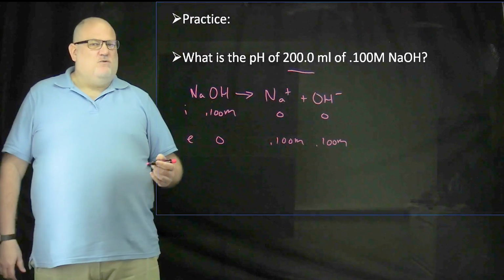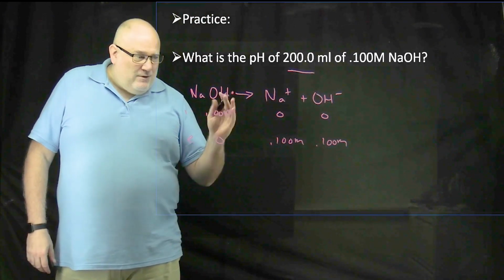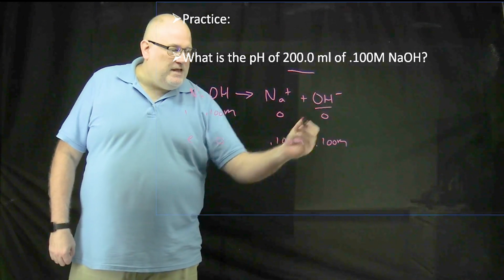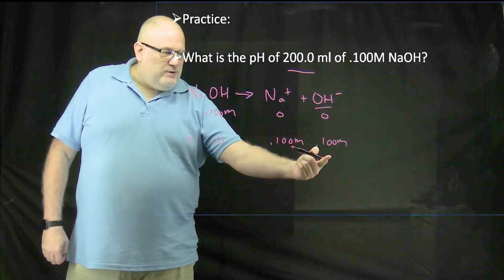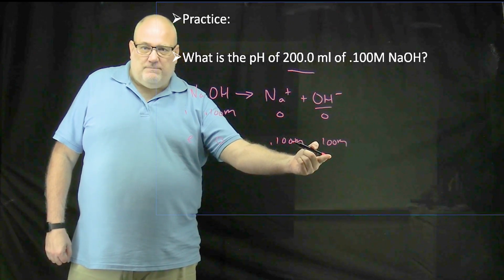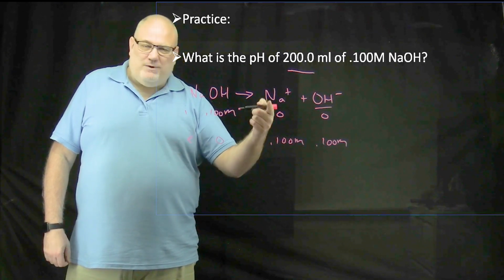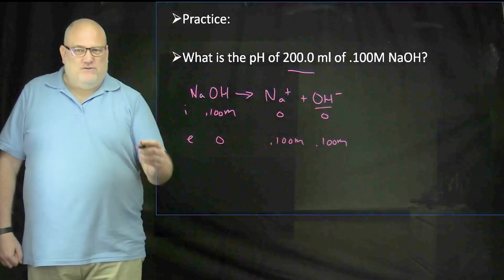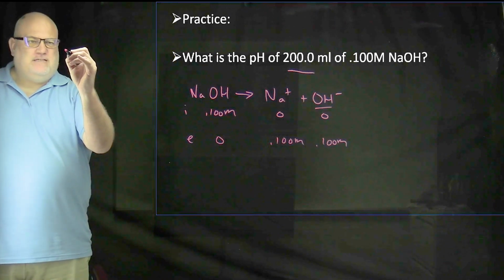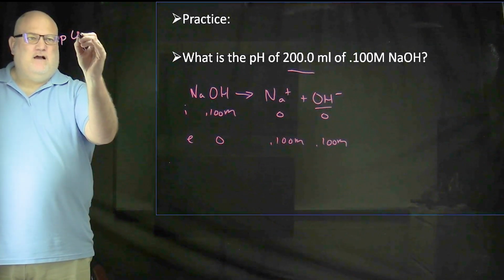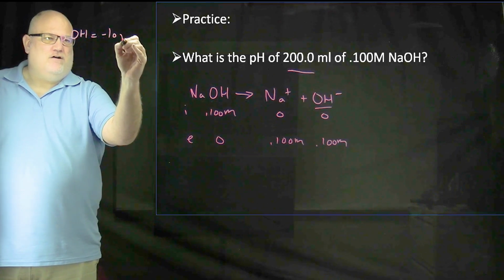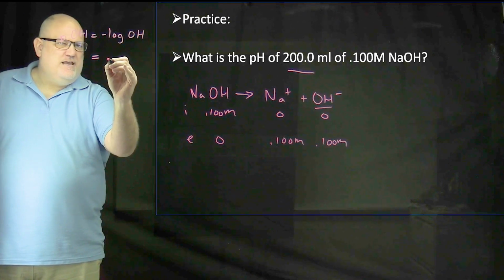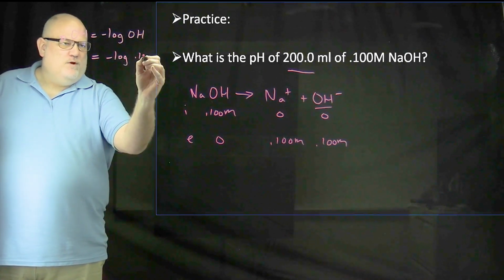Now, the question asks, what is the pH? Now, the only thing we're really caring about here is the OH minus. We know that at the end, we're going to have 0.100 molar OH, right? So, as ugly as this is, we don't care about Na plus at all because it doesn't help us in our quest to get to pH. What I can do, if you think about it from before, is I can take the pOH, which is the same as negative log of my OH concentration. And if I do that, I'm going to end up with the negative log of 0.100.